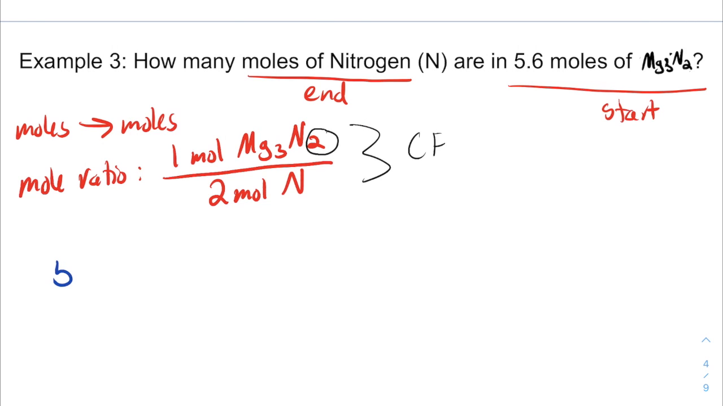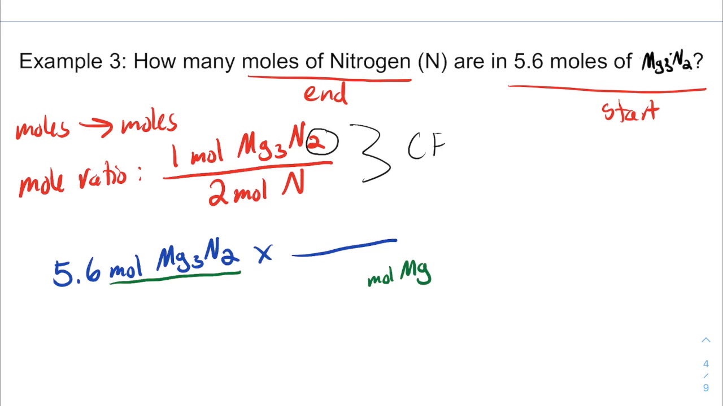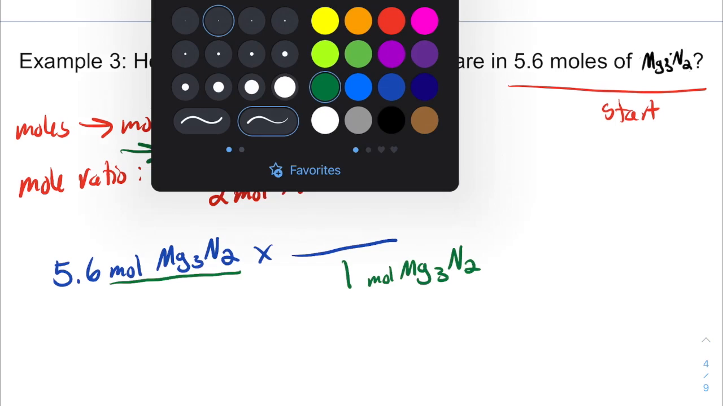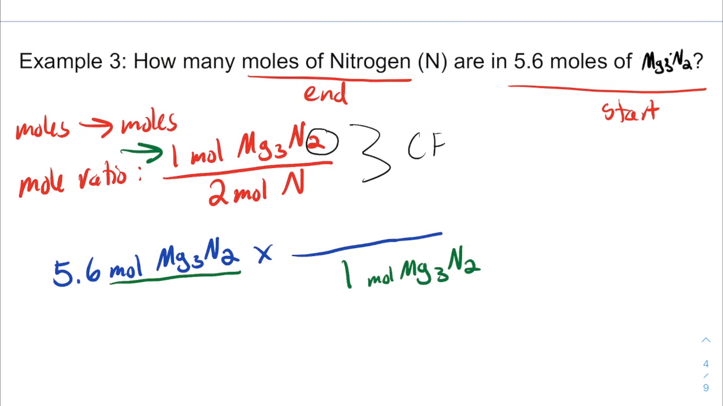I'm going to start with 5.6 moles of Mg3N2. And I'm going to multiply that by my conversion factor. Same thing as we were just taking a look at, whatever unit is right here has to go down here in order to cancel out. So that means that this has to go on the bottom. And then the other part of our conversion factor is what is going to go on the top. So 2 moles of nitrogen is going to go on the top.